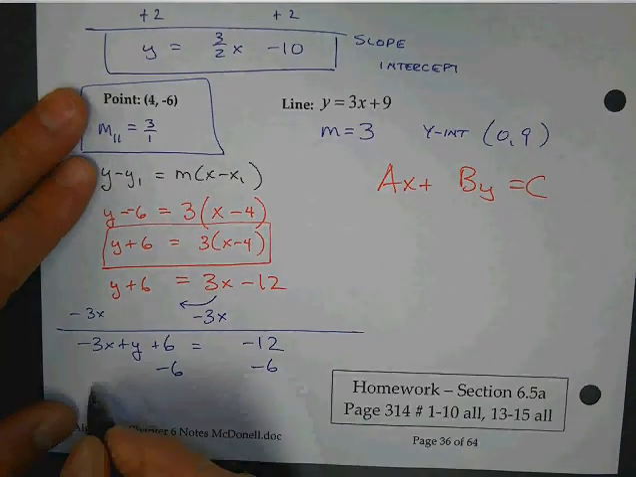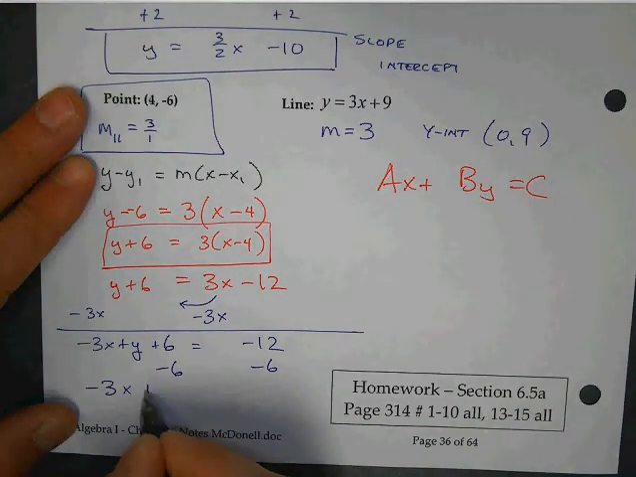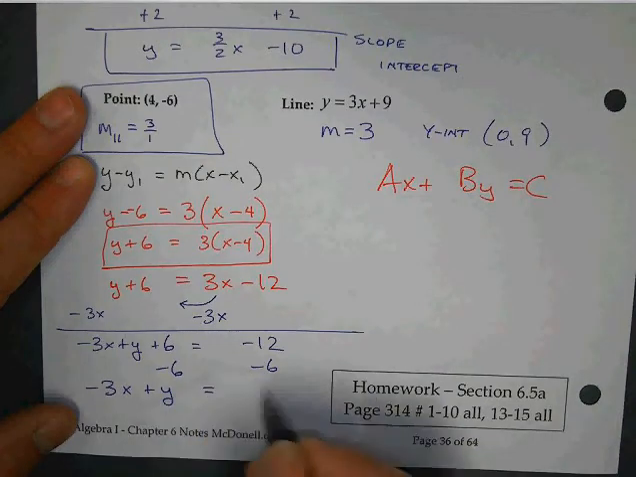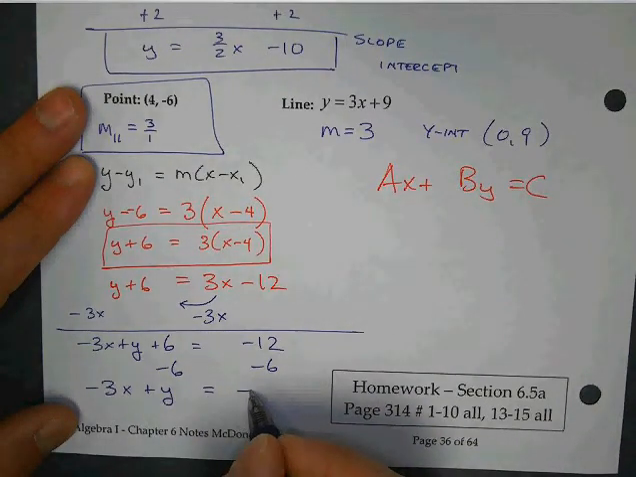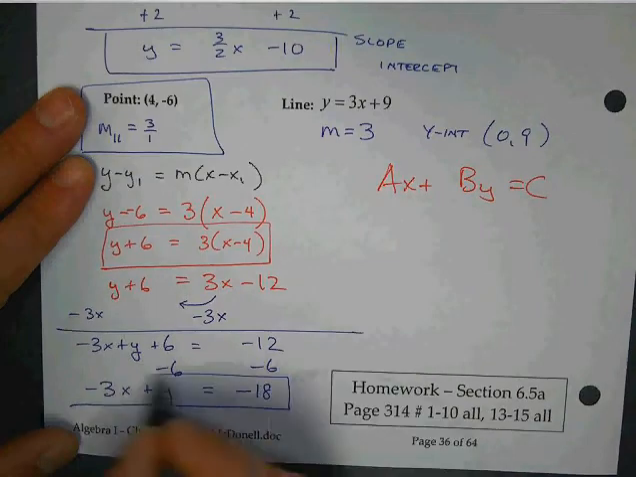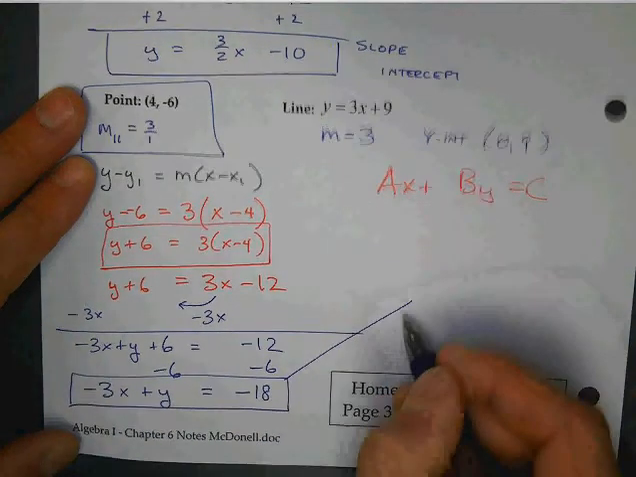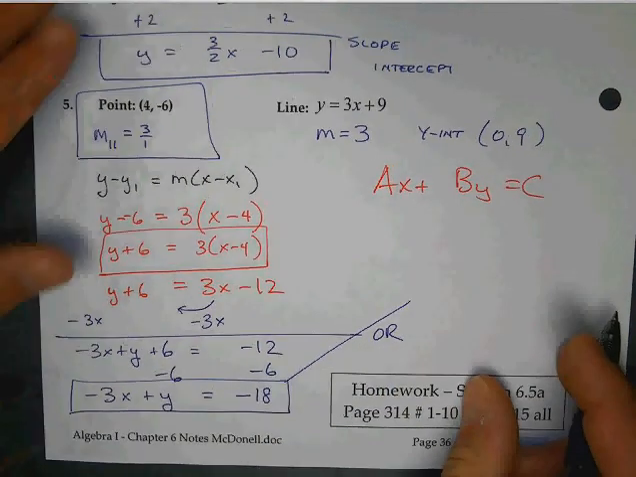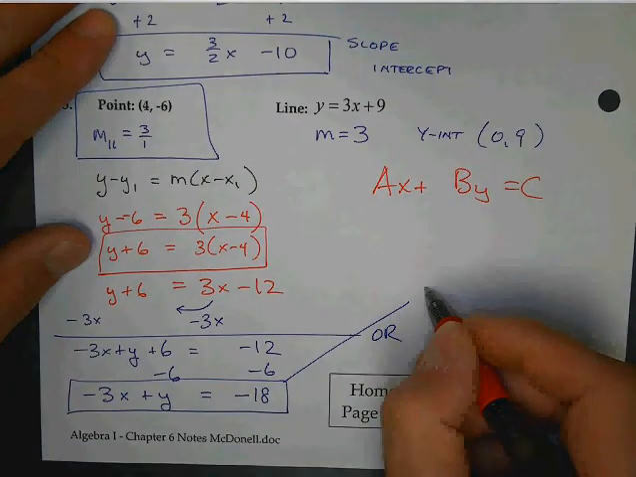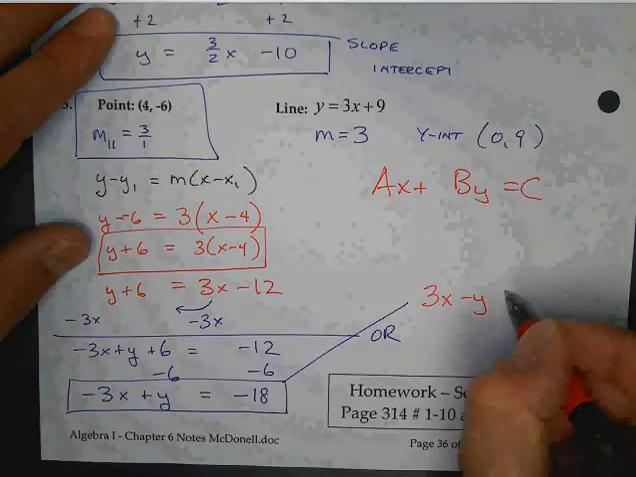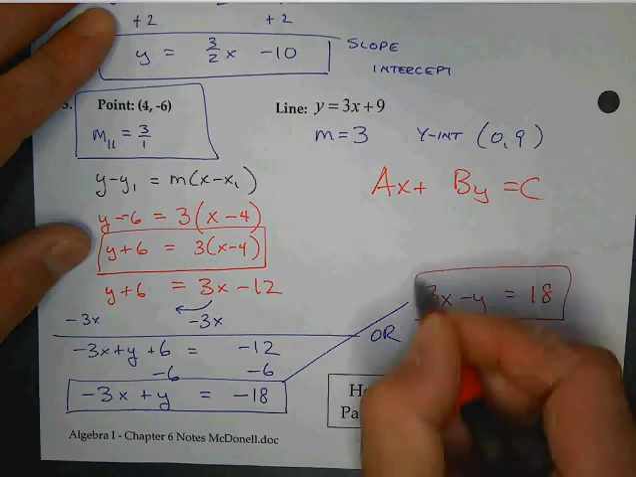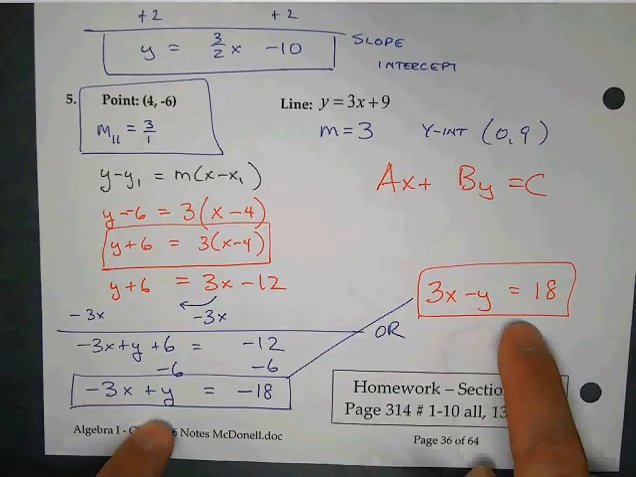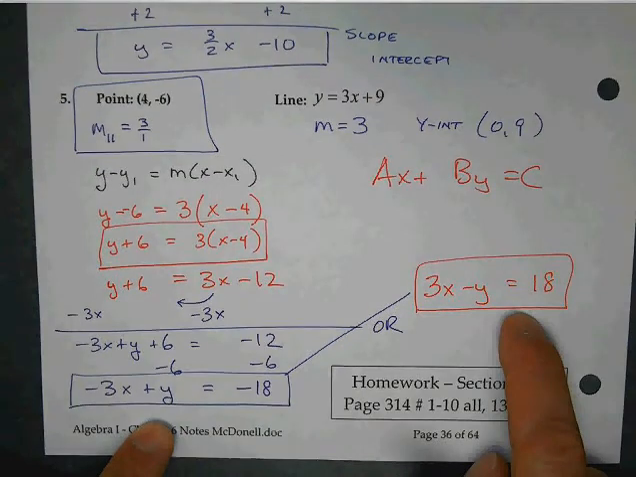That gives me negative 3x plus y equals how much? Negative 18. Or, the cleaner way to write our answer, 3x minus y equals positive 18. What did I do to get from this box to that box? Do you remember? That was a couple days ago. What did I multiply by in my head? Negative 1. Everything times negative 1.